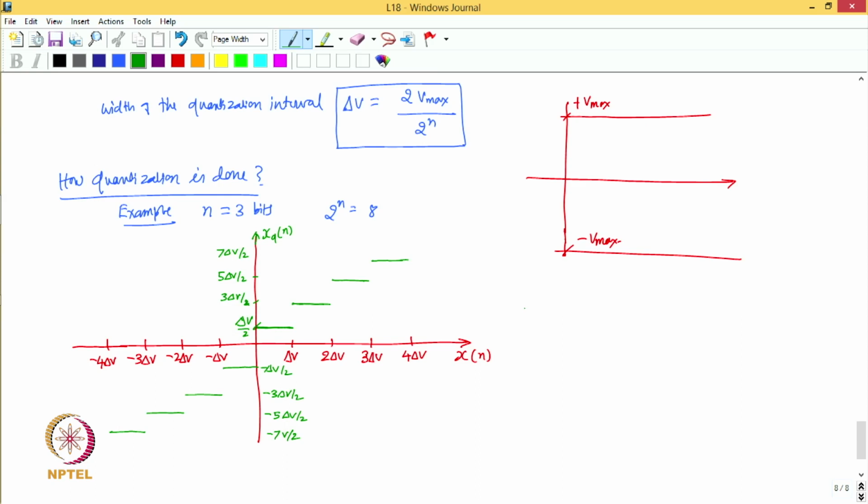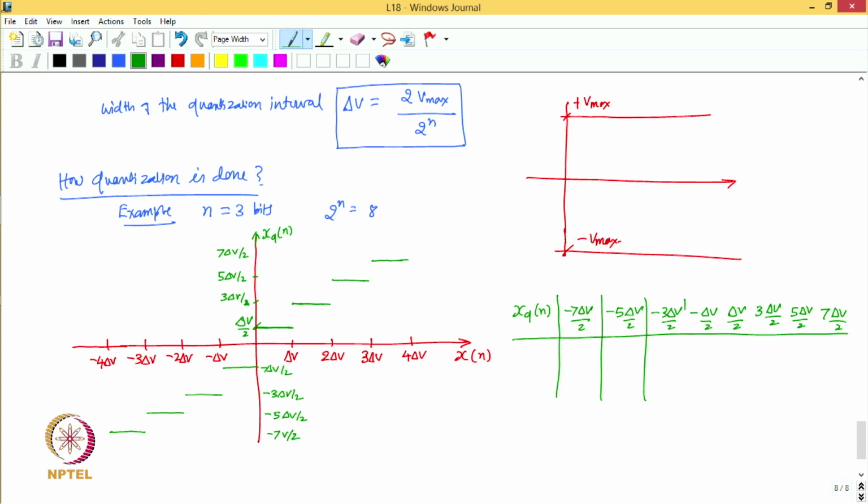So, if we have the quantized signal xq, let us say the different levels are minus 7 delta V by 2, then minus 5 delta V by 2, then minus 3 delta V by 2, then minus delta V by 2, then we have delta V by 2, then 3 delta V by 2, 5 delta V by 2, and 7 delta V by 2. Let us say these are the different quantized levels.